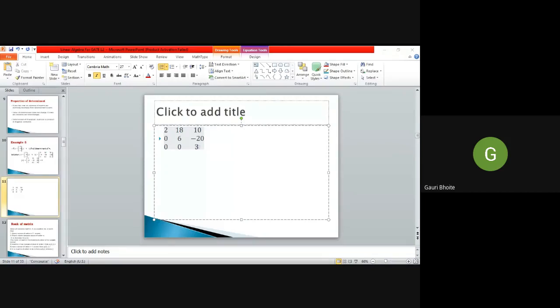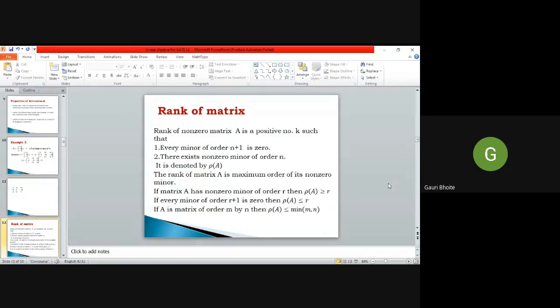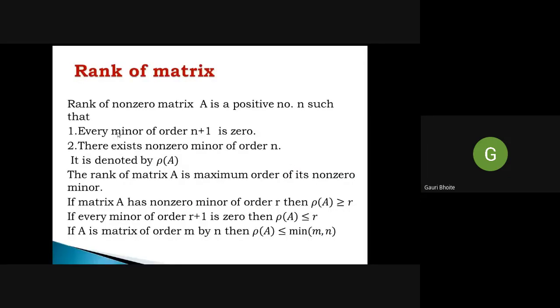So now we go to the next part, important: rank of a matrix. I will just read the definition. The rank of a matrix is a number n. When we say that n is the rank of the matrix, then every minor of order n plus 1 is 0 and there exists a non-zero minor of order n. And we denote it as rank of A is rho of A.